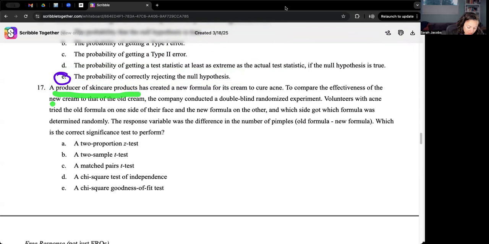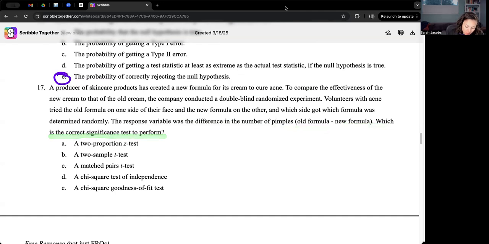A producer of skincare products has created a new formula for its cream to cure acne. To compare the effectiveness of the new cream to that of the old cream, the company conducted a double-blind randomized experiment. Good, gold standard. Volunteers with acne tried the old formula on one side of their face and the new formula on the other, and which side got which formula was determined randomly. So this is an experiment, which means it's okay that these are volunteers with acne because the treatments were randomly assigned. The response variable was the difference in the number of pimples, old formula minus new formula. Which is the correct significance test to perform?